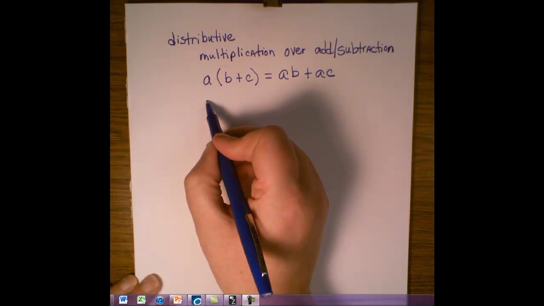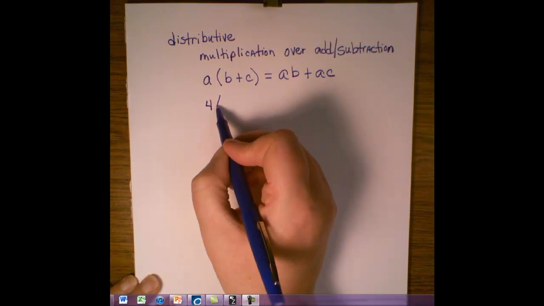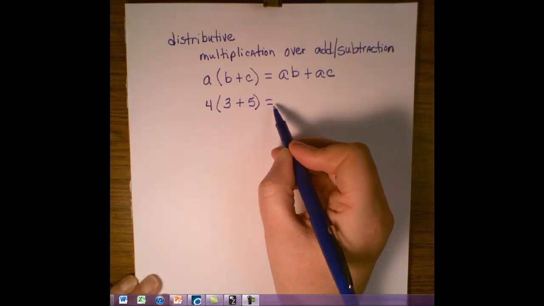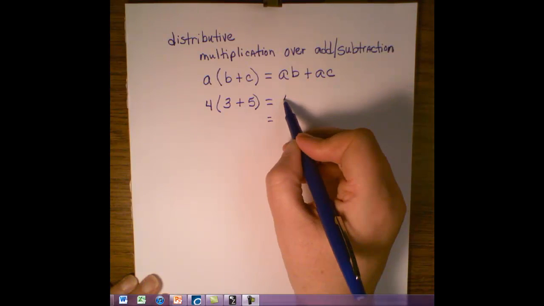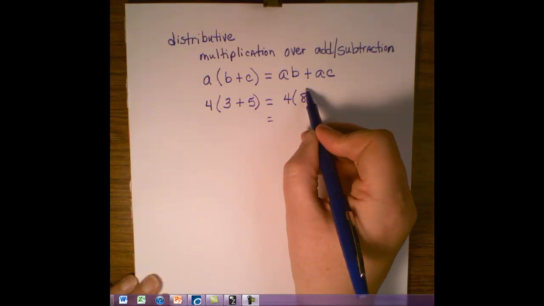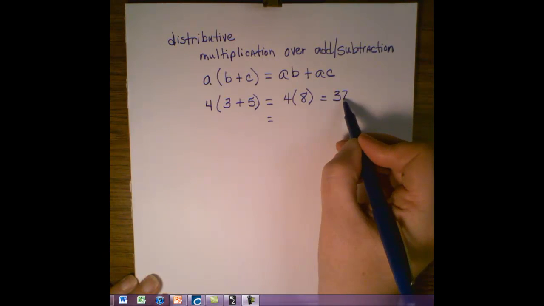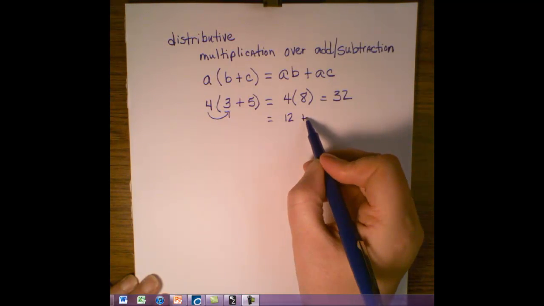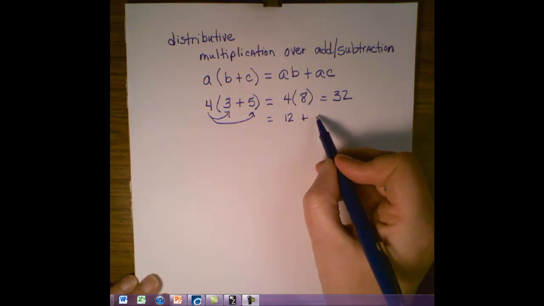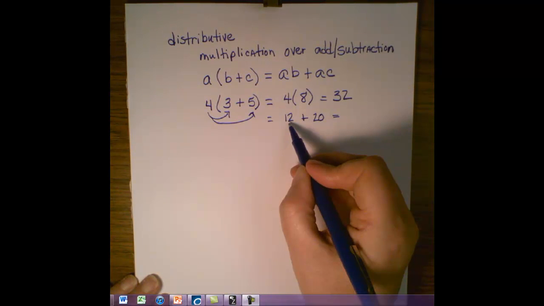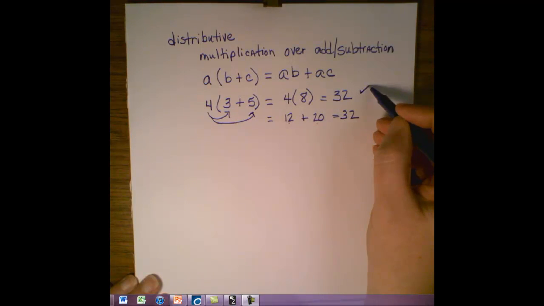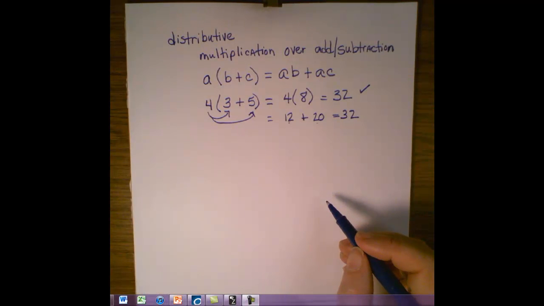All it's saying is that if I have a number out front, say a 4, and I have two numbers inside, say a 3 and a 5, I can do this problem one of two ways. I can say 4 times 8 and get 32, or I can say 4 times 3 and get 12, plus 4 times 5 and get 20, and add 12 plus 20 and get 32. Well, in this problem, this is the obvious winner. That's much easier to do than the second way.